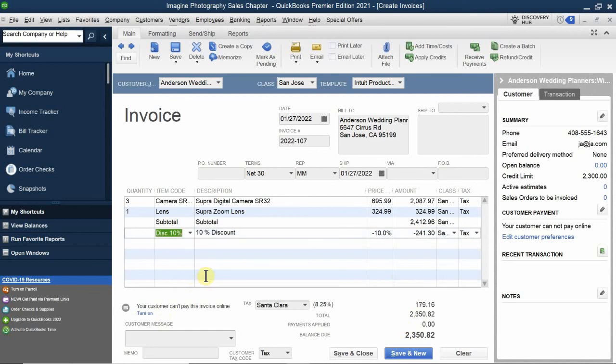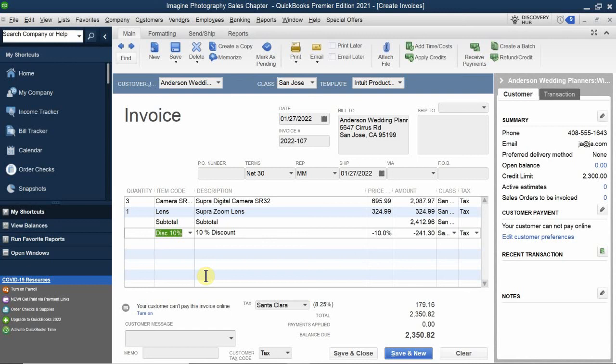Once I've done that, I can enter my discount line item because it's going to calculate the line preceding it. So now it's going to calculate what 10% of the subtotal is. In this case, I get a $241 discount versus the simple $32. Okay? So that's what you have to do.